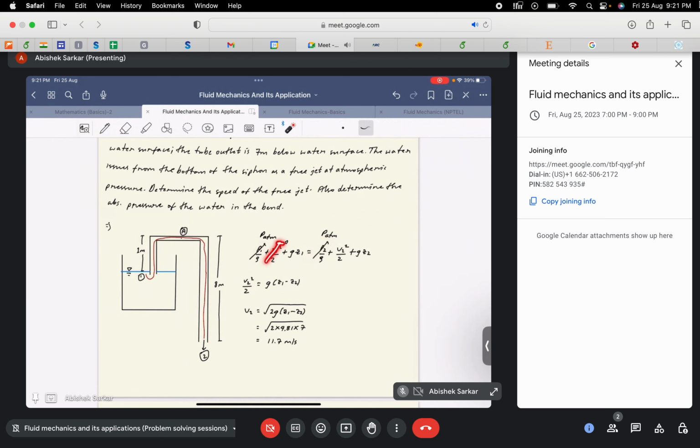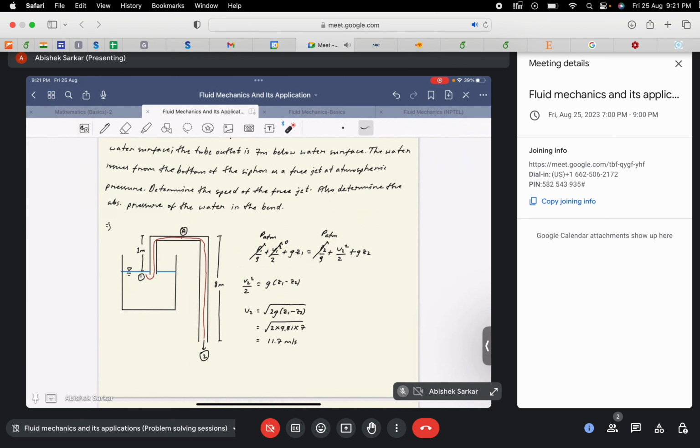Again, V1 is equal to 0 because the rate at which the height of the liquid goes down in the reservoir is quite small, so V1 can ideally be taken as 0. So we have V2 squared by 2 is equal to g Z1 minus g Z2. This is 7 meters below the water surface, so V2 is equal to the square root of 2 into 9.81 into 7. So we get V2 is equal to 11.7 meters per second.